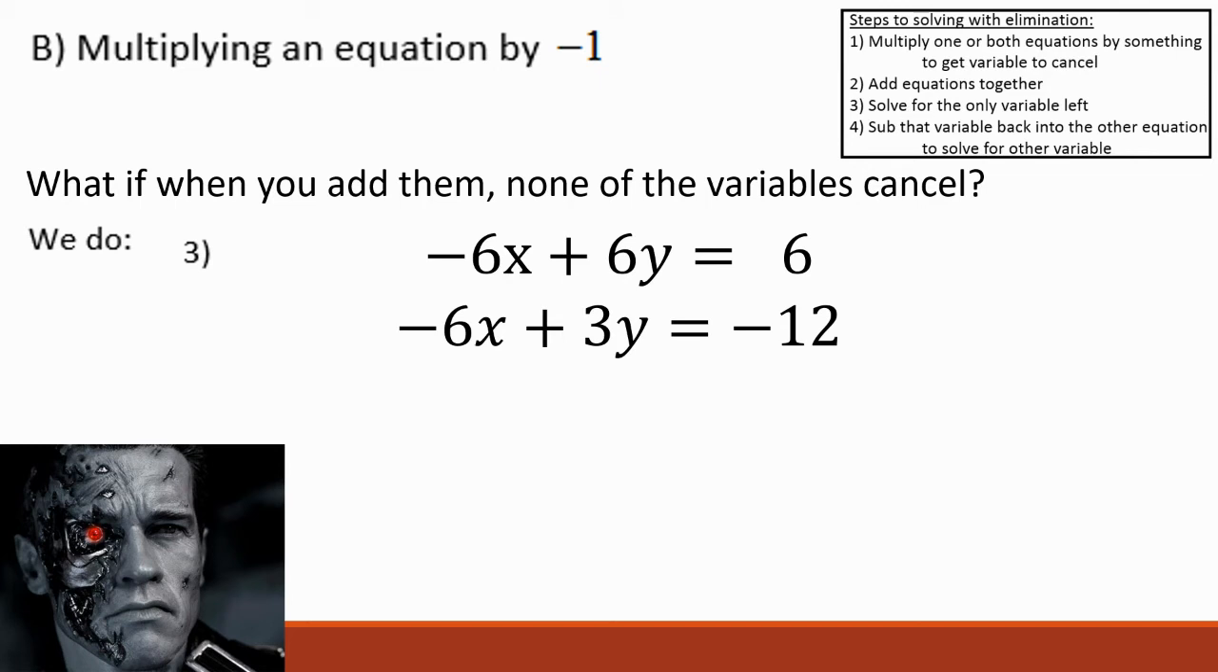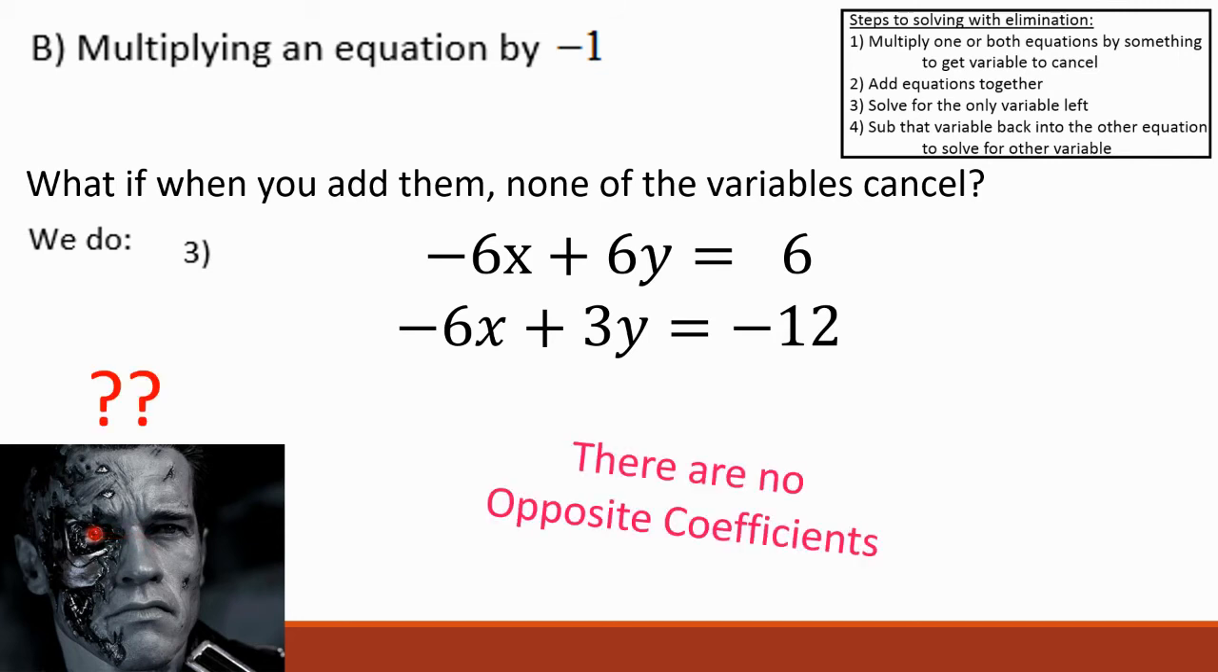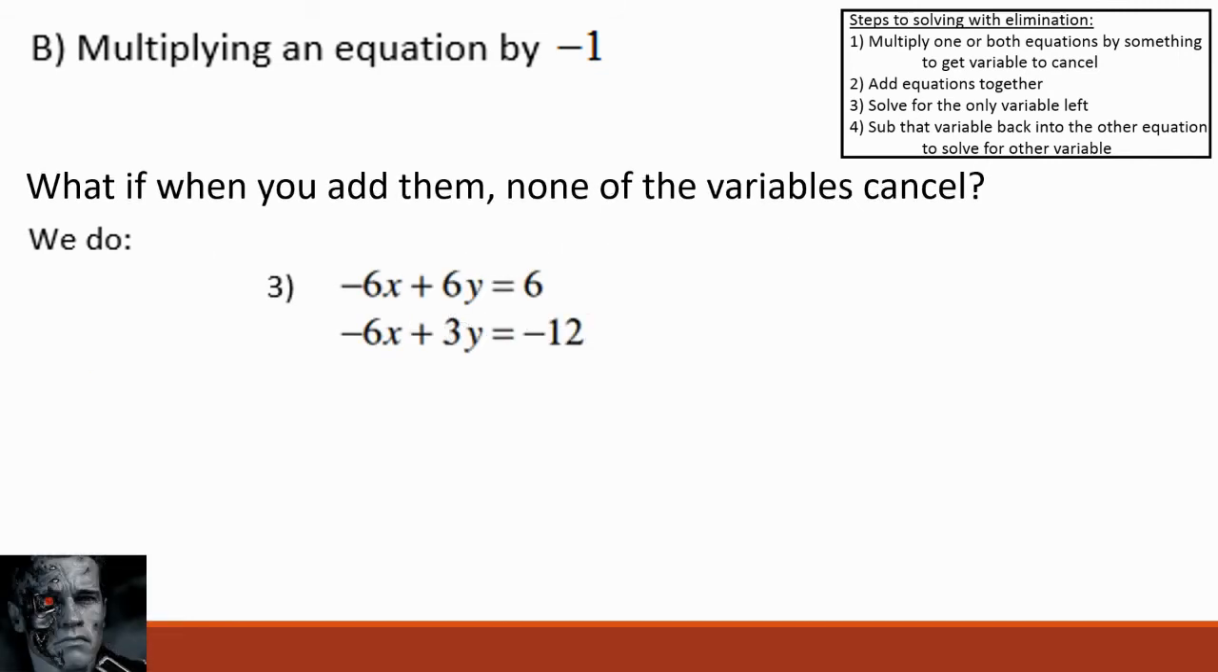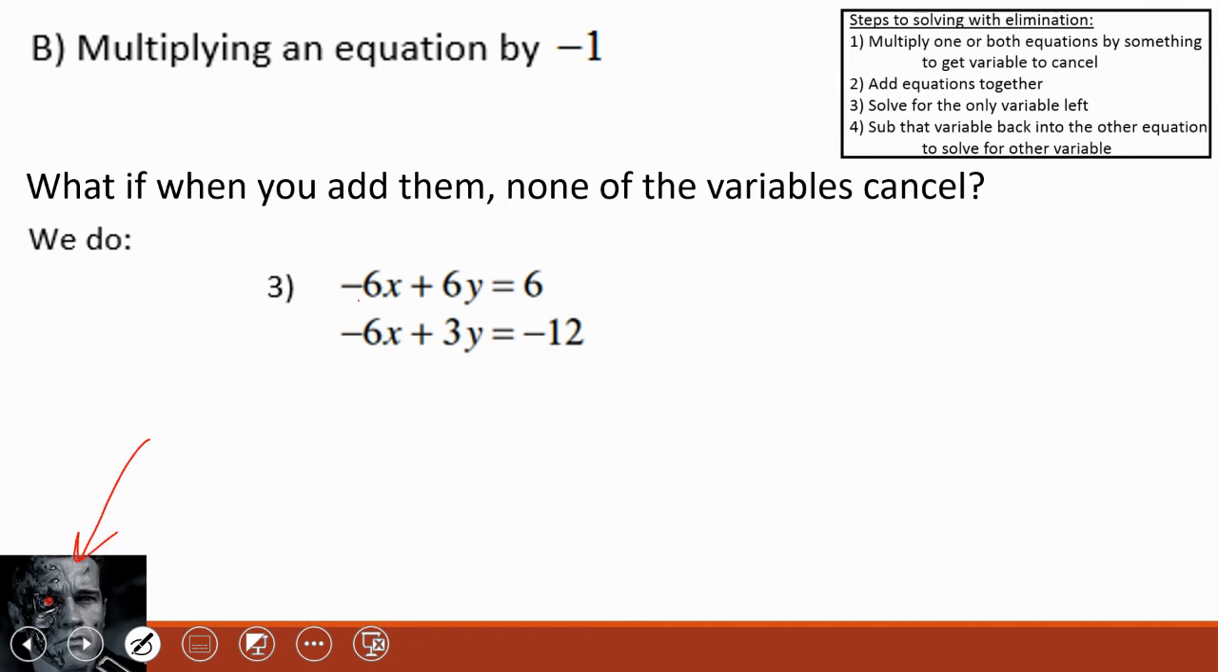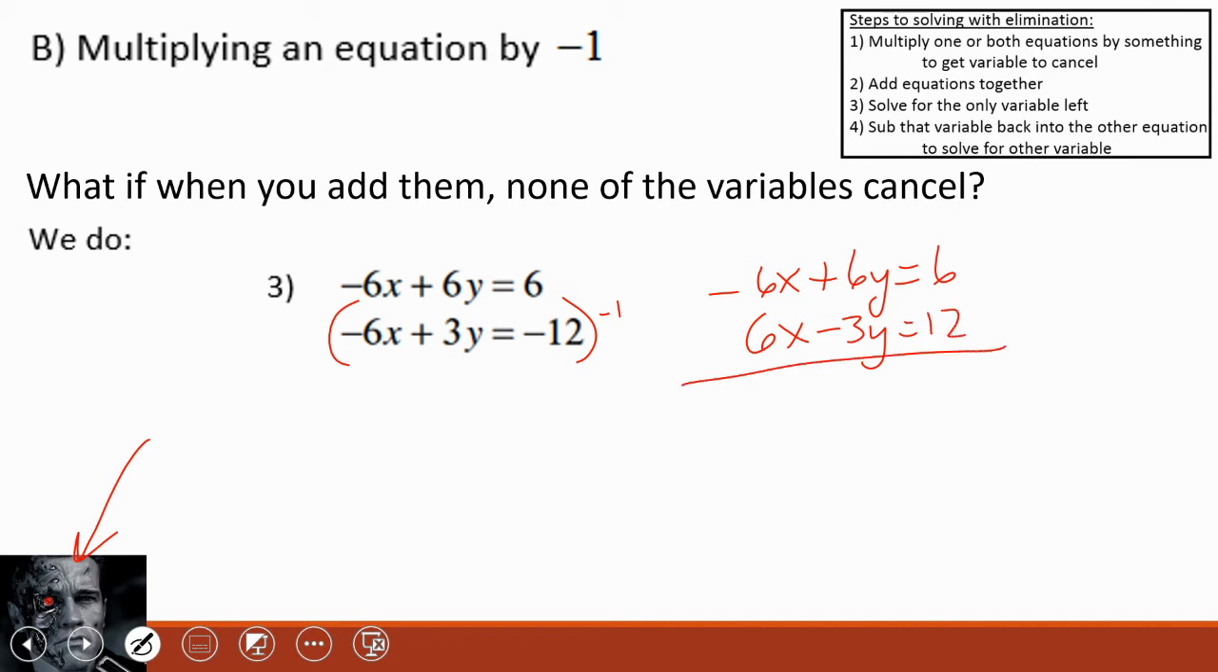We get to the next kind, where if you add them, nothing would cancel. So what we wish would happen is we wish that would be a +6. We can control that because we are the eliminator. We can multiply this equation by -1. So you rewrite the first equation, and you rewrite the second one, multiplying each term by -1. So now these are eliminated.